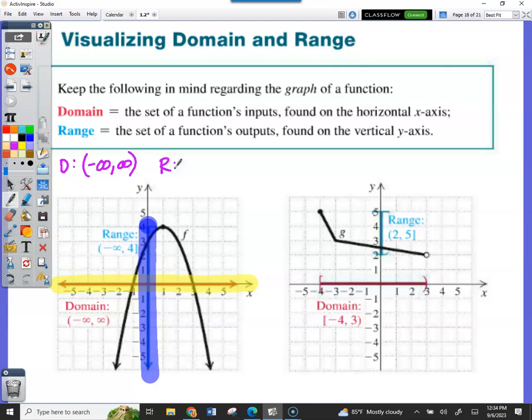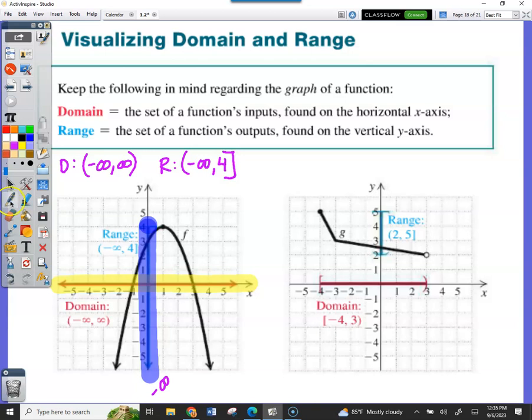And this is written on your paper, but I'm writing it again. And the range would be negative infinity up to 4, and it does include the 4, so you put a bracket. What you need to remember here is when you're reading domain and range, you always read it left to right or bottom to top.